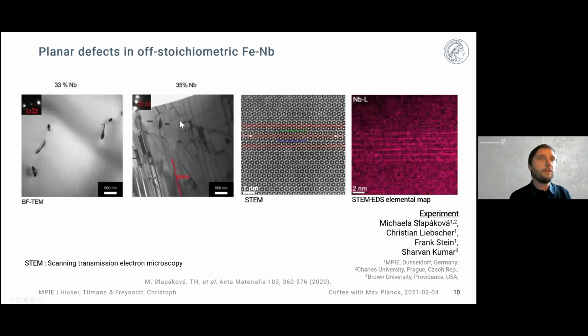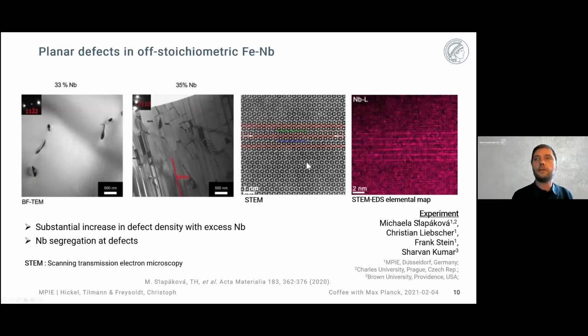Because of the essential role of defects, this is of course very interesting to understand. That is one aspect. The other aspect is that we also see from experiments a segregation of this additional niobium to the defects, and the question would be, what is the interplay of chemistry and defects? And that's something we wanted to understand.